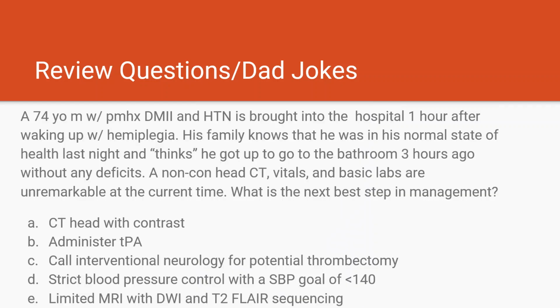Okay, question 1. A 74-year-old with a history of diabetes and hypertension is brought to the hospital 1 hour after waking up with hemiplegia. His family knows that he was in his normal state of health last night, and they think he got up to go to the bathroom 3 hours ago without any deficits. A non-contrast head CT, vitals, and basic labs are unremarkable at the current time. What's the next best step?